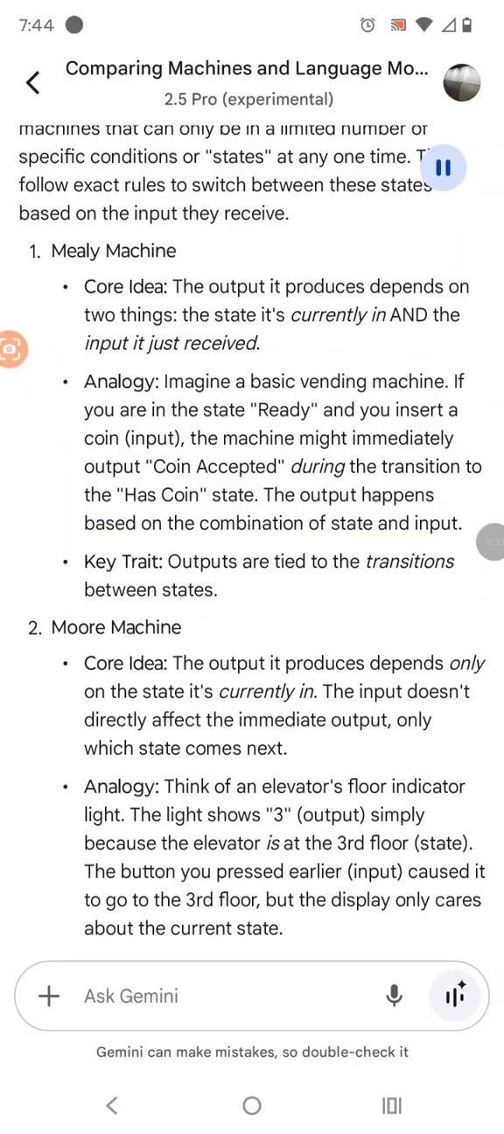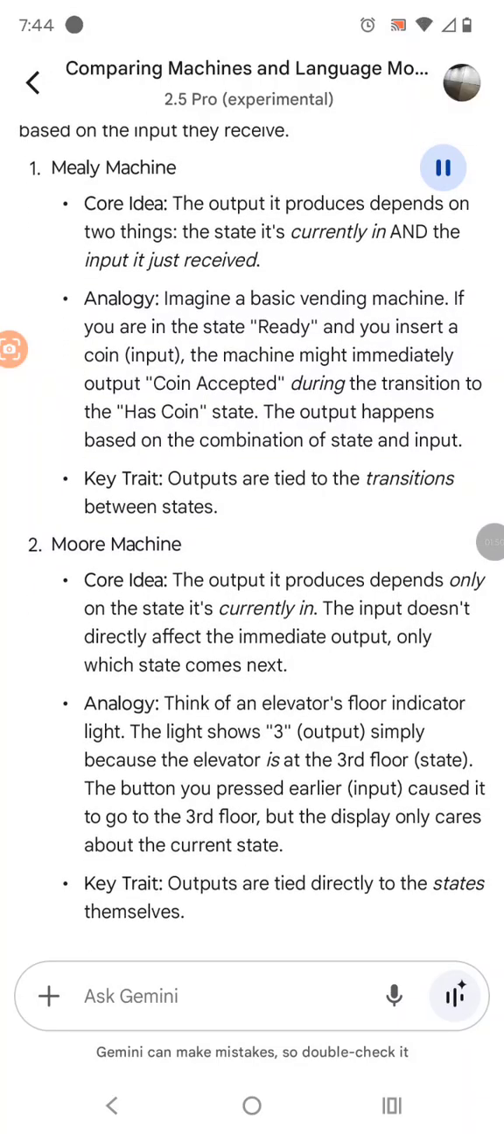Analogy. Imagine a basic vending machine. If you are in the state ready and you insert a coin, input, the machine might immediately output coin accepted during the transition to the has coin state. The output happens based on the combination of state and input. Key trait outputs are tied to the transitions between states.